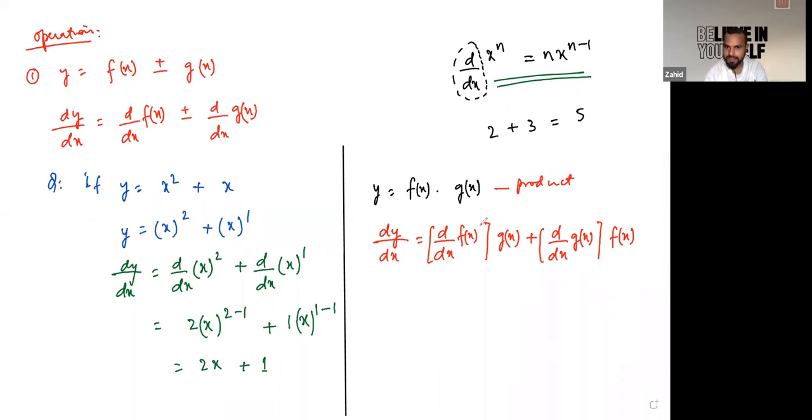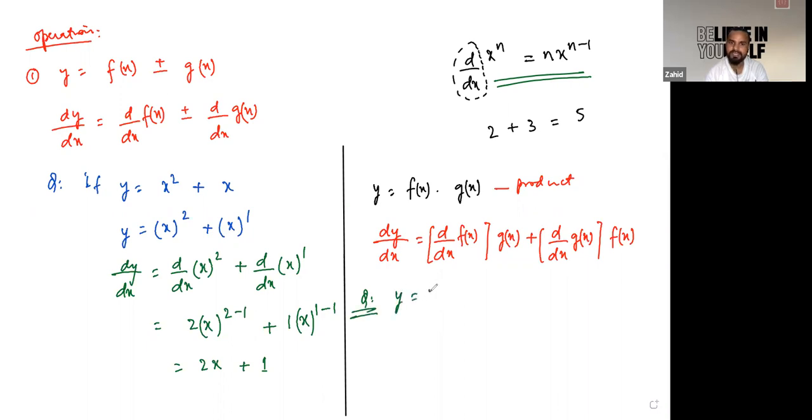In this, just differentiate the first part, multiply it by the second, differentiate the second part, multiply it by the first, and there should be a plus sign in between. So this is called the product rule or multiplication rule. I'm using a formula or question related to this.